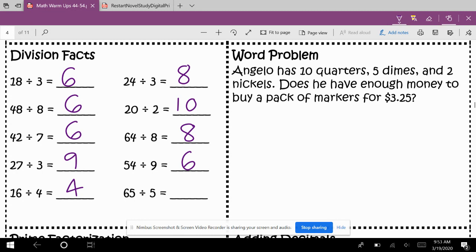And 65 divided by 5 is, let's see, that one's a little bit harder to do in our head. So you could count by 5s, or I'm thinking 60 divided by 6 is 10. 6 times 10 is 60. So if 6 times 10 is 60, that means 12 times 5 is also 60. So we need one more 5, so 13 times 5. Or if what I just said confused you, you can totally just count by 5s.